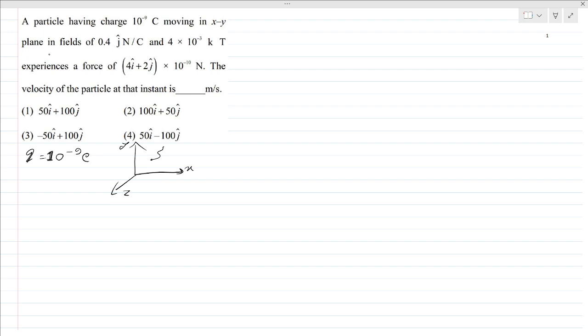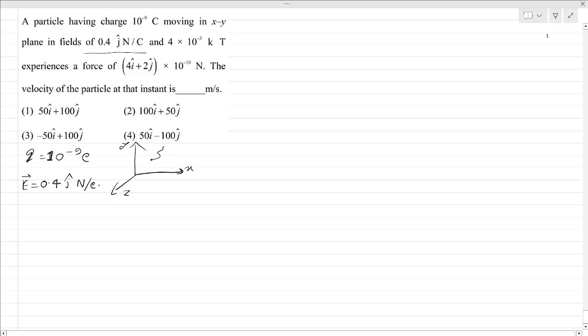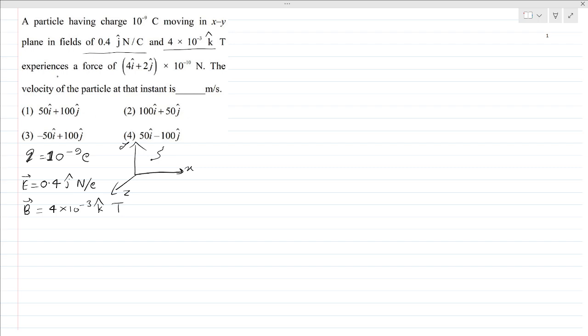Now in the fields of 0.4 J Newton per coulomb, that means the electric field is given here. Then we can write that E vector equals 0.4 J cap Newton per coulomb and 4 into 10 to the power minus 3 K cap Tesla. That means the magnetic field is also given. B vector equals 4 into 10 to the power minus 3 K cap Tesla.